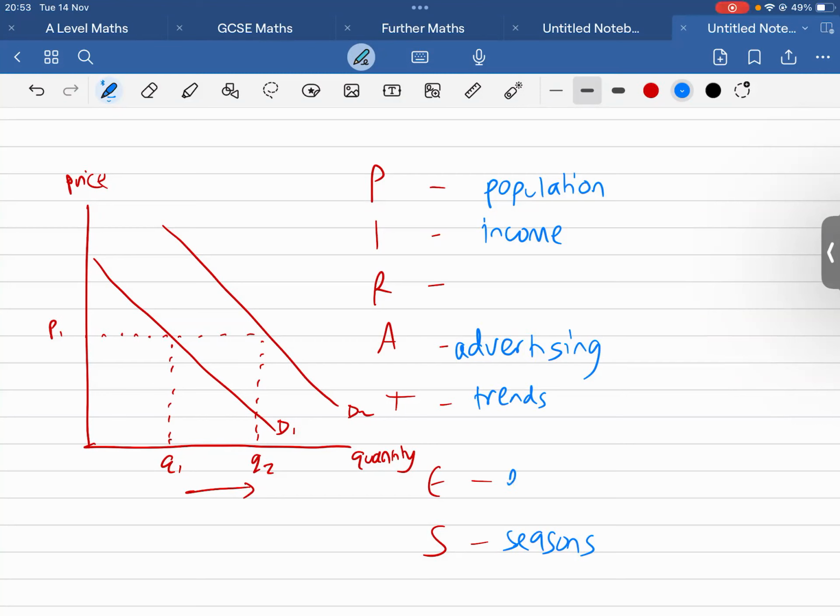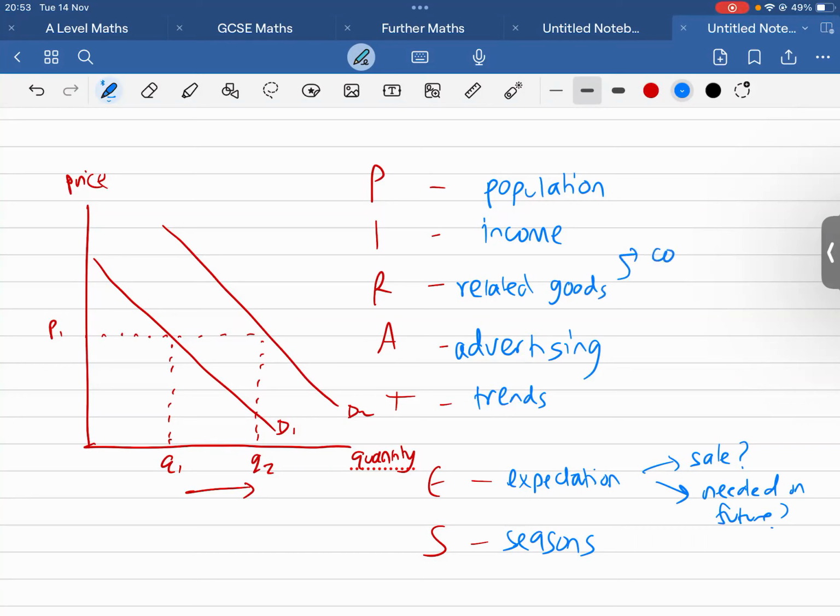Then the other two are a bit harder. Expectation. So this is like, will there be a sale in the future? Or will it be needed in the future? Lastly, the R is related goods. That includes complements and substitutes. So these things can also affect the demand curve. So like, what's going on in the Xbox market will affect the PlayStation market. Or what's going on in the PlayStation market will affect the PlayStation controllers market.